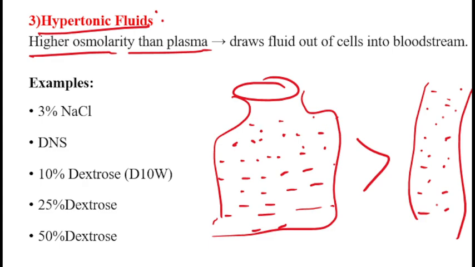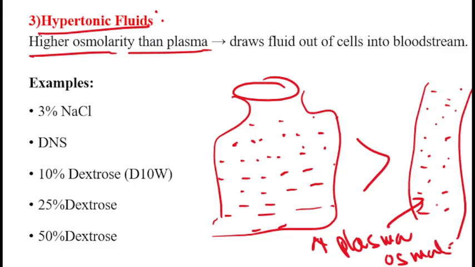Okay, and when you administer these kinds of fluids, the high solute concentration fluids, what happens? They increase the plasma osmolality. Plasma osmolarity means the concentration of solutes present in the plasma will increase, because it is already a high concentration. So when you administer these electrolyte-containing fluids, it will increase the plasma osmolality.